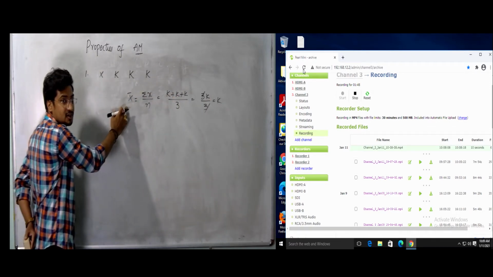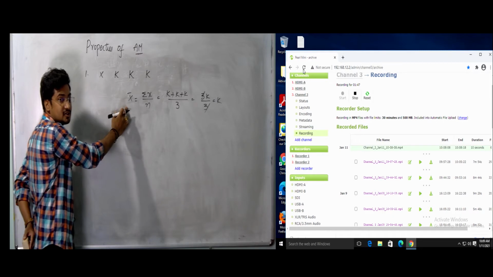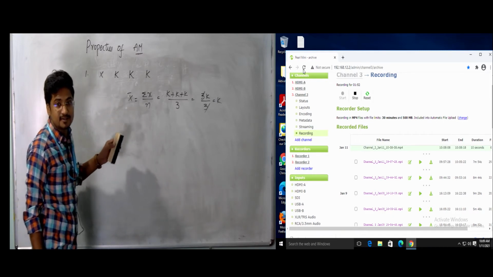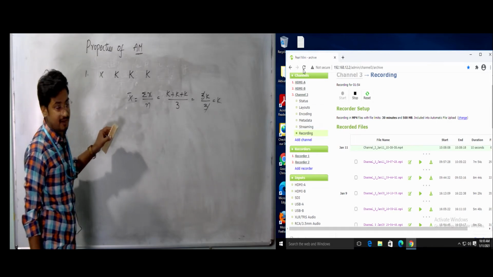Arithmetic mean is denoted by x bar. Arithmetic mean is also known as mean or average or simple mean or simple average.